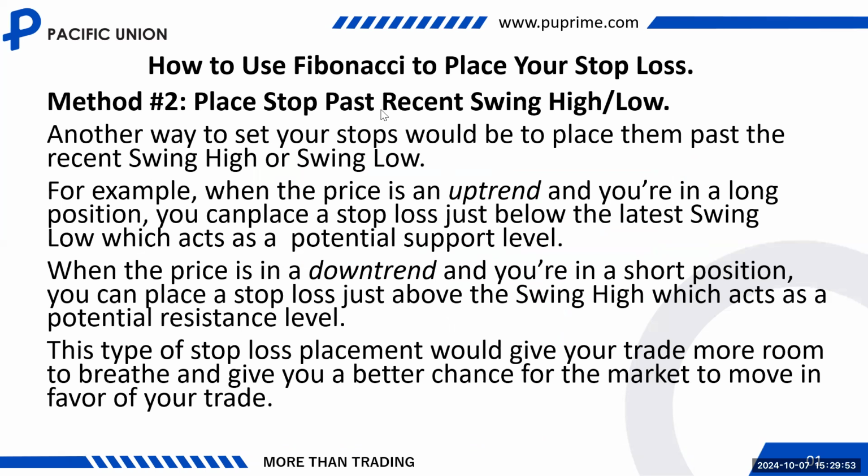So place stop past recent swing low and swing high. Another way to set a stop loss is to place it past the recent swing high or swing low. For example, when the price is in an uptrend and you're in a long position, you can place a stop loss just below the latest swing low, which acts as a potential support level. When the price is in a downtrend and you are in a short position, you can place a stop loss just above the swing high, which acts as a potential resistance level.